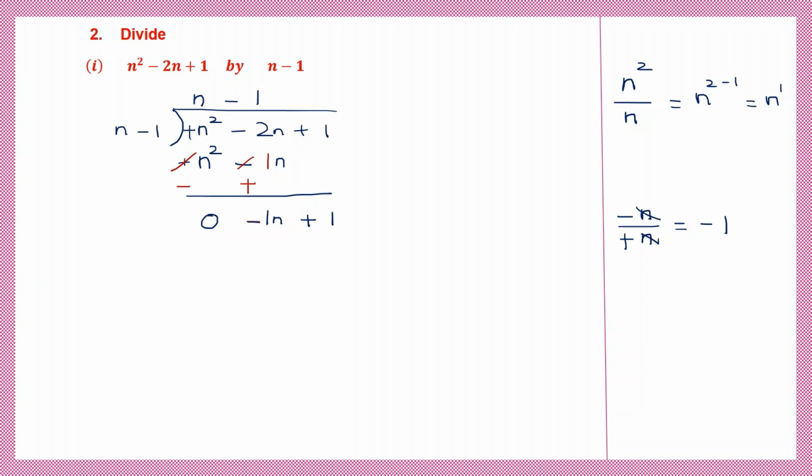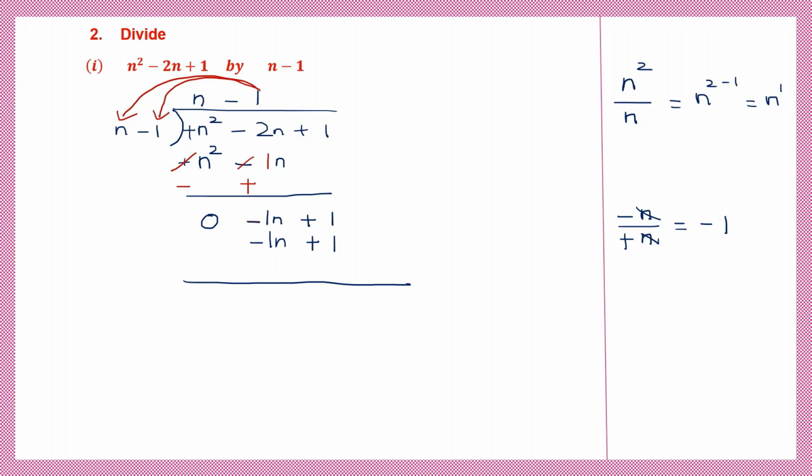Then the next step is we're going to multiply minus 1 with both the terms of the divisor, that is 1 into n. How much is minus 1 into n? It will be minus 1n. Then now I'm going to multiply minus 1 into minus 1. So minus into minus is plus, 1 into 1 is 1. So I've got the second step here.